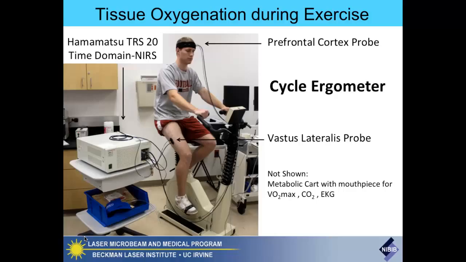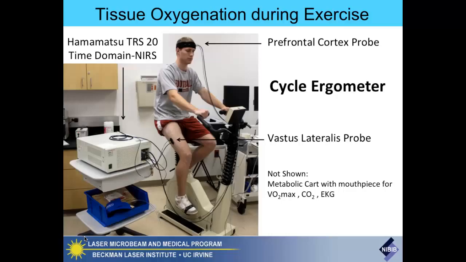Some of the first things that we have to do is get a baseline of what's going on when you exercise. And then if you give an exercise dose, what's going on in your brain, what's going on in your muscle. So these are some interesting studies that we're doing. You'll see this instrument as well. This is a time-resolved system by Hamamatsu. We've got a probe on the vastus lateralis muscle and a probe in prefrontal cortex.